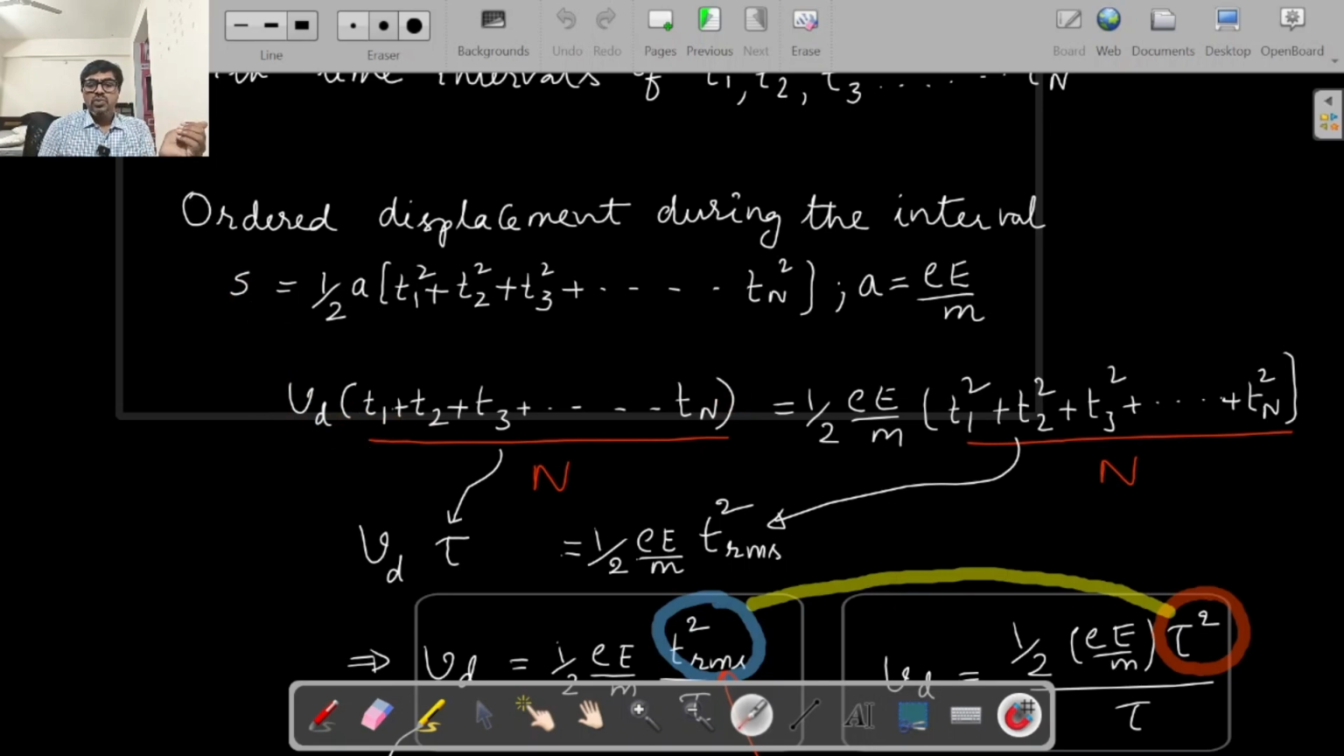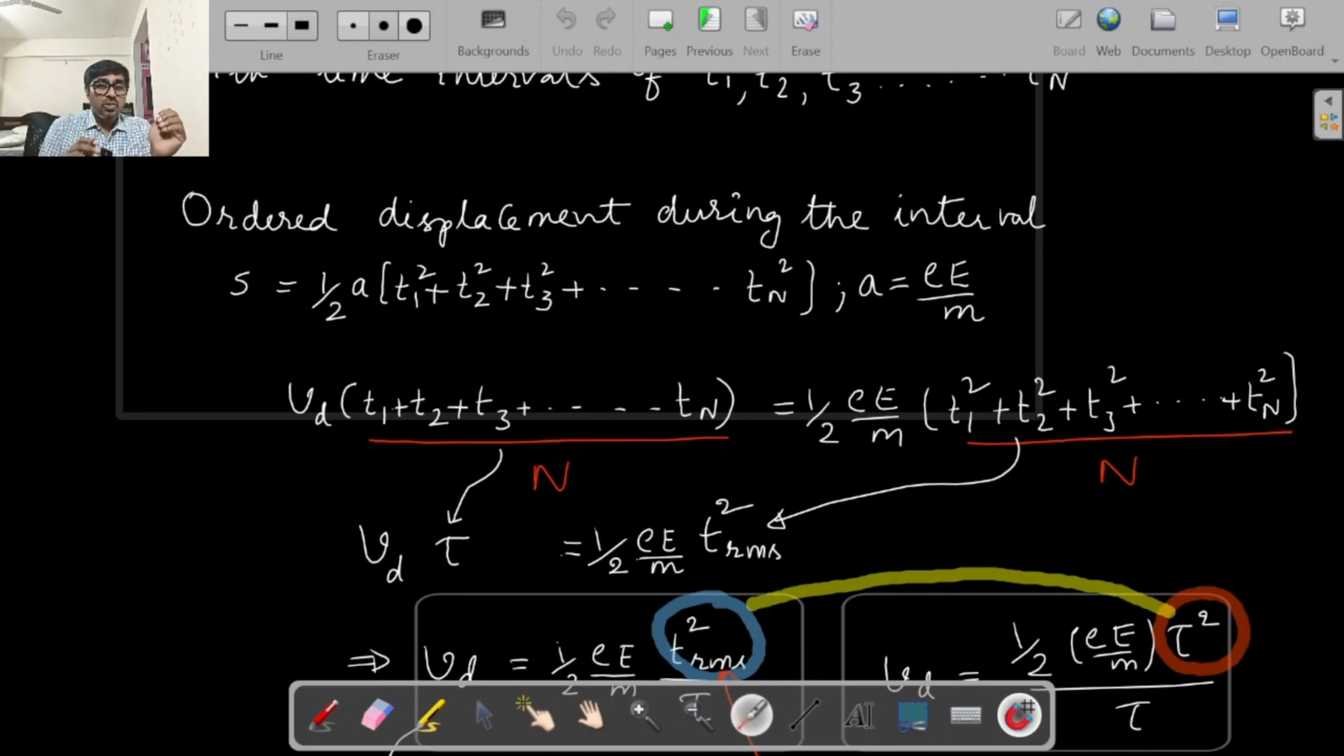And that is equal to half of E by m, that is acceleration, into T1 square plus T2 square plus T3 square and so on Tn square. So that is what I have here. Then I divided both sides of the equation by n. Very easily you see that the left hand side, T1 plus T2 plus T3 and so on Tn by n, is going to be the average time duration between two successive collisions, which is relaxation time. Straight away we got relaxation time on the left hand side.